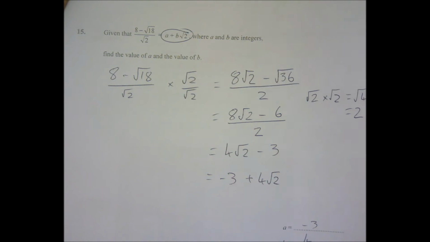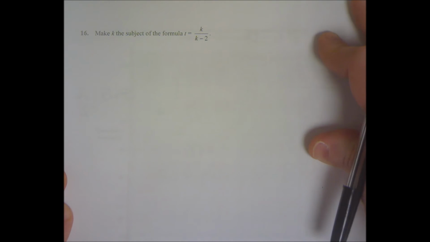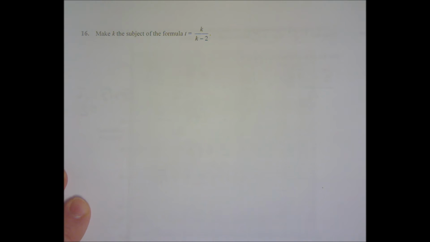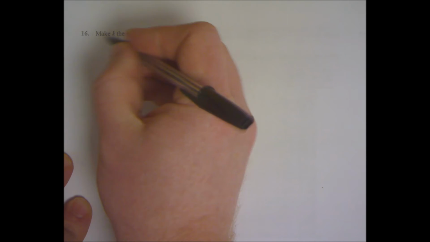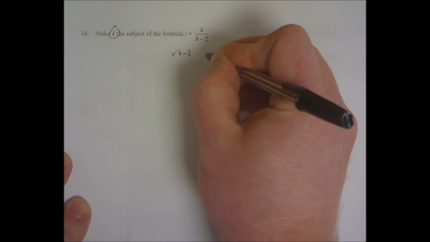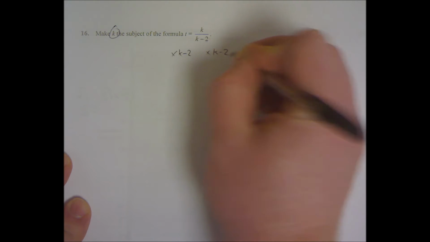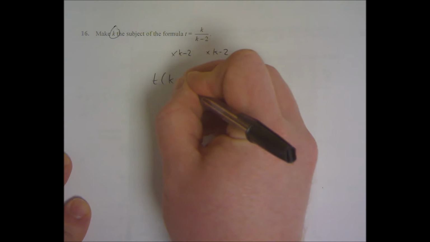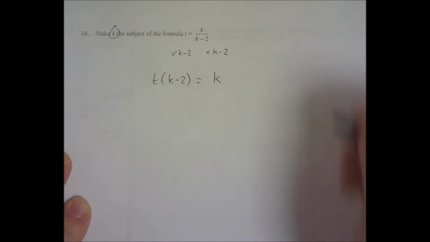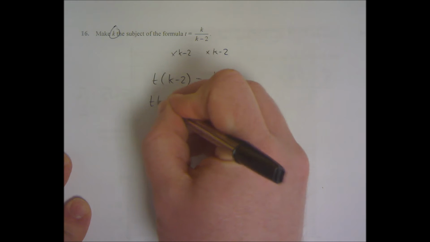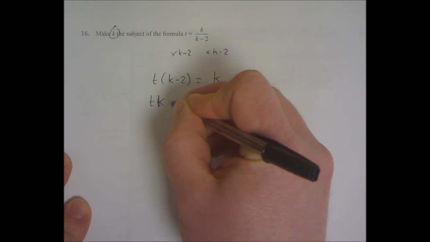Okay, question 16. Make k the subject of the formula t equals k over k minus 2. So I'm trying to get it to be k equals. Okay, I don't like the fraction at the moment and can recognise there I've got 2 k's. So I'm going to times both sides by k minus 2. Okay, so I end up with t bracket k minus 2 equals k. I'm going to expand the bracket, so I've got tk minus 2t equals k, and then I'm going to move anything with a k to one side.